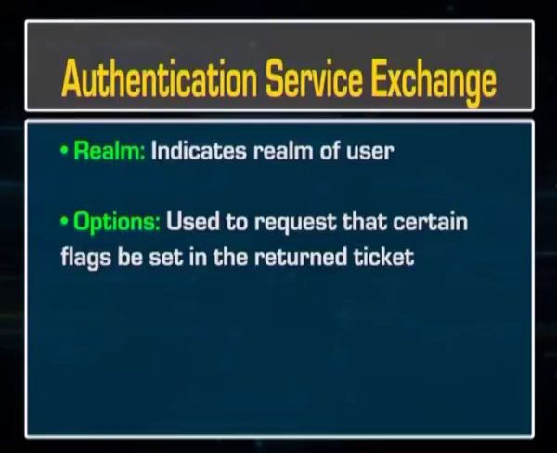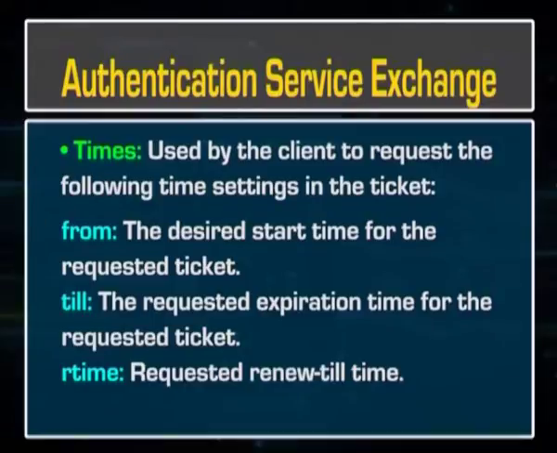First is realm, which indicates the realm of the user. Options, used to request that certain flags be set in the return ticket. Times, used by the client to request the following time settings in the ticket: from, the desired start time for the requested ticket; till, the requested expiration time for the requested ticket; and R time, the requested renew till time.